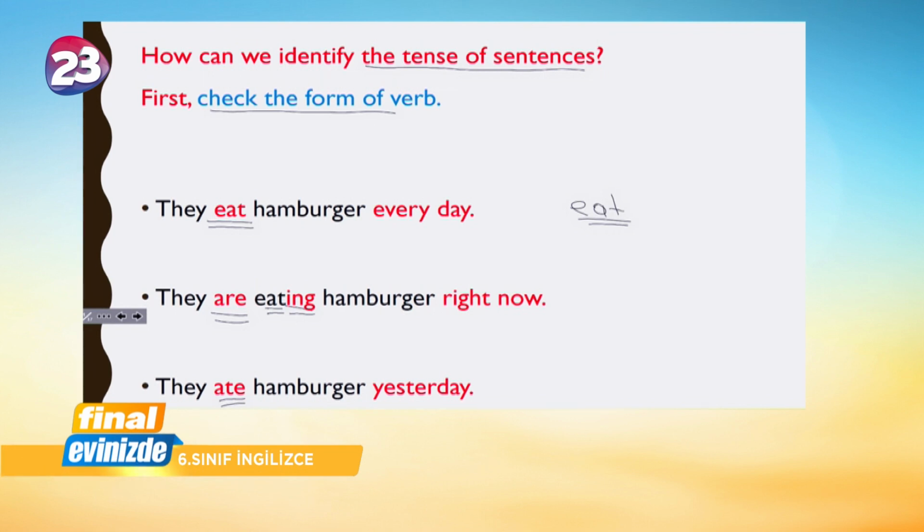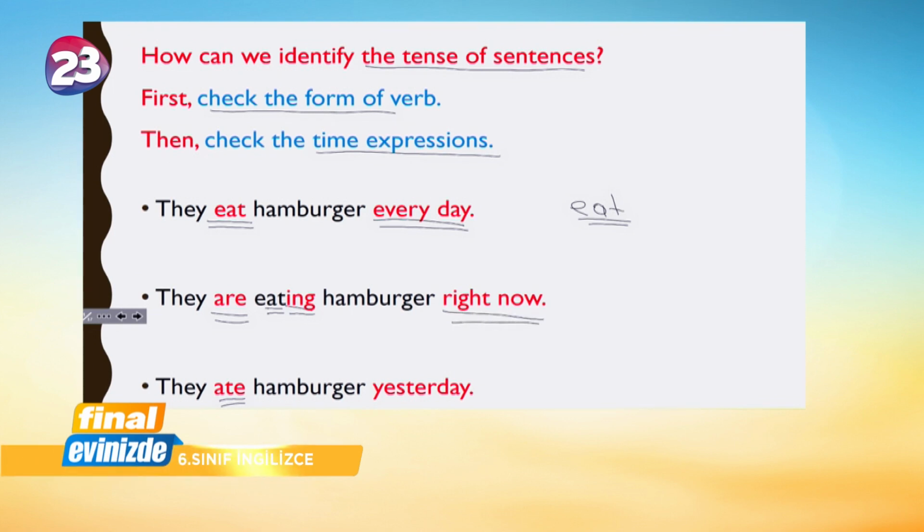And then what else can we do to make sure what the tense is? Now, we need to check the time expressions. Time expressions are also so crucial. Now, let's check the first one, every day. Okay, every day is used for present simple. Second one is right now. Right now is used for present continuous. What about the last one? It is yesterday, and yesterday is used for past simple. Okay, now we are going to carry on with past simple.